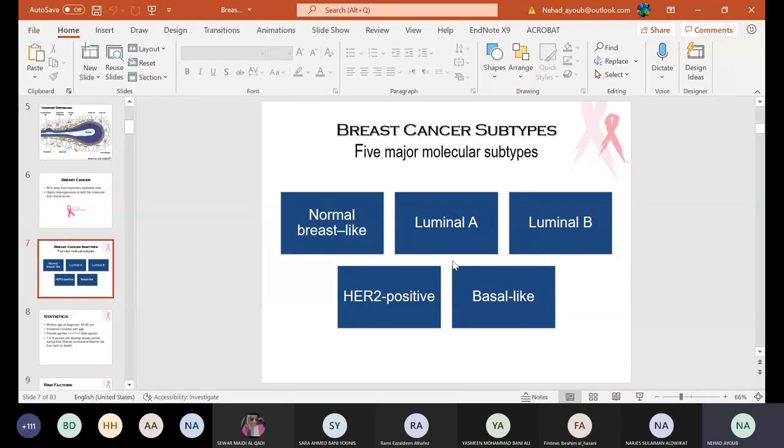So this subtype is not hormone dependent. Therefore there is no point to give antiestrogenic drugs or drugs to control the hormone. Okay? This one is called HER2 positive. For HER2 positive patients, they are ER negative, estrogen receptor negative, progesterone receptor negative, and HER2 positive.